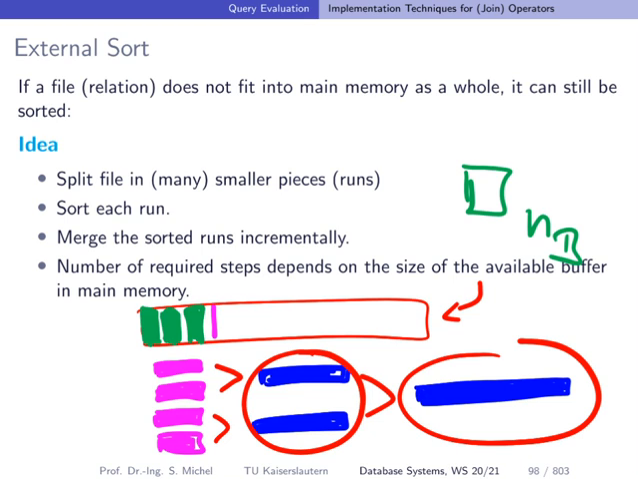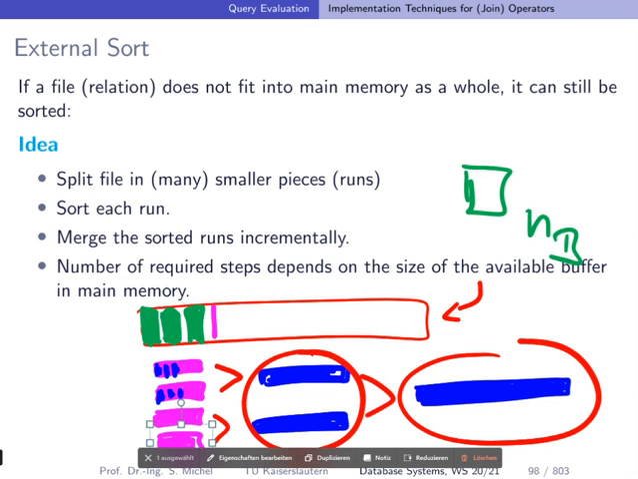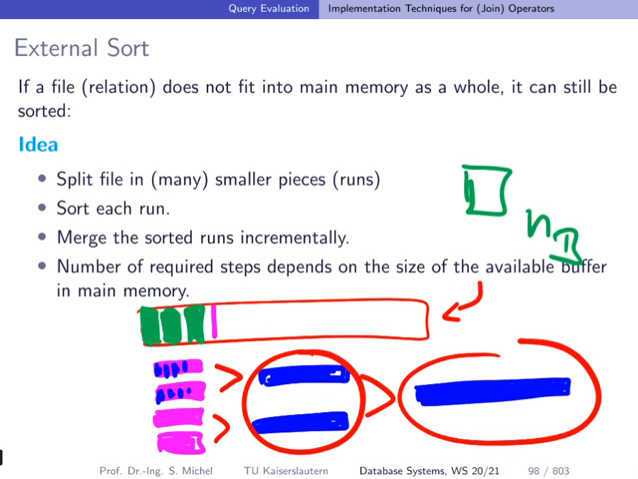The trick is to see how these runs are merged. Since we have some available buffer in memory, we can only piecewise read blocks from these runs in order to merge them into this run here, right?